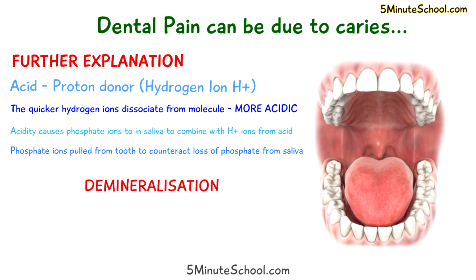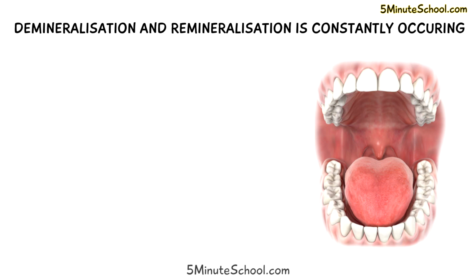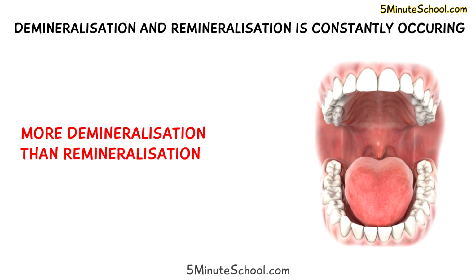Once the pH returns back to normal, phosphate can move back into the teeth in a process called remineralization. Although the teeth are in this constant state of demineralization and remineralization, when demineralization occurs more, the overall effect is a loss of tooth structure and the formation of dental caries. I hope this explains how dental caries occurs.